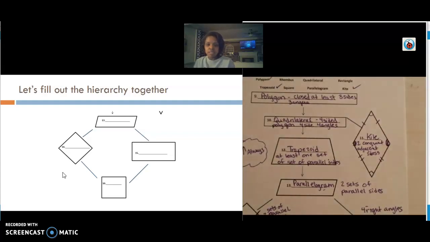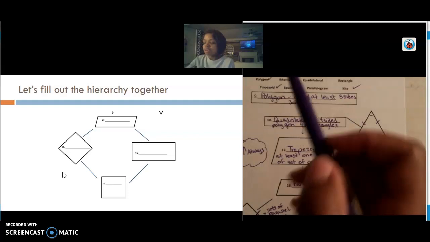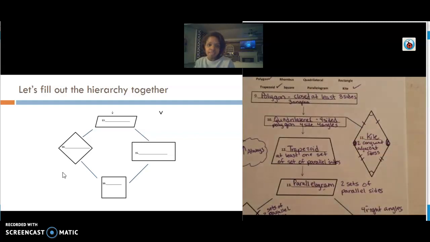So as you can see, going down the hierarchy, it could be true or it could never be true. But going up the hierarchy, it is always true, okay? A kite is always a quadrilateral, and a quadrilateral is always a polygon. So hopefully that makes sense. Please make sure you're thinking about that as we go through our assignment today.